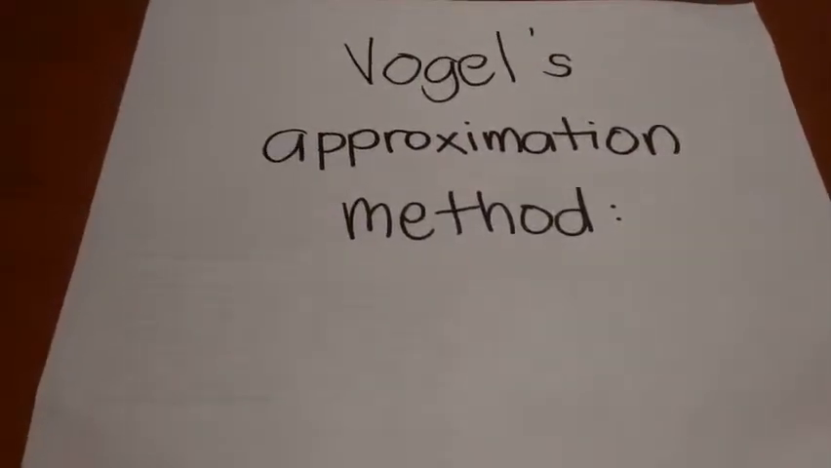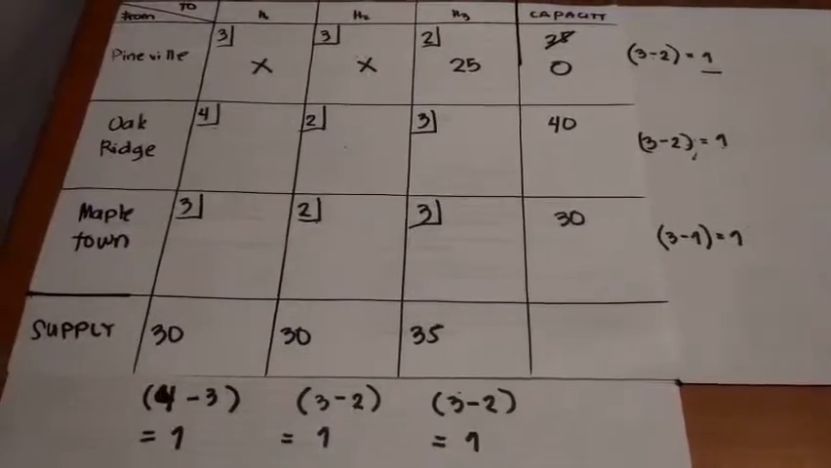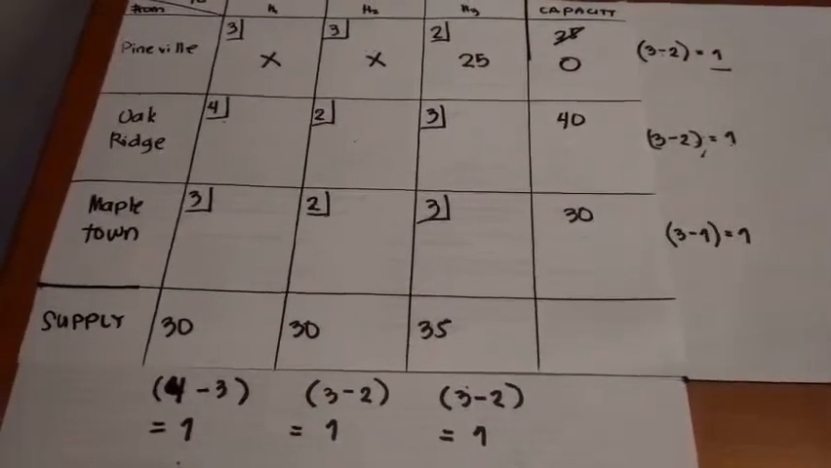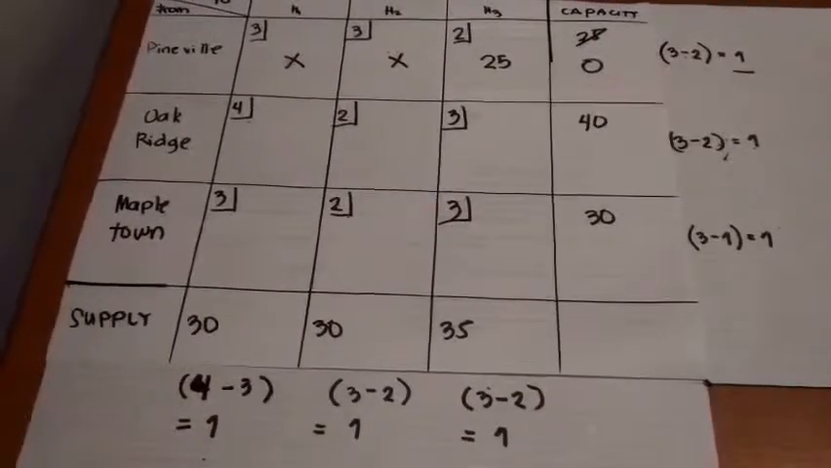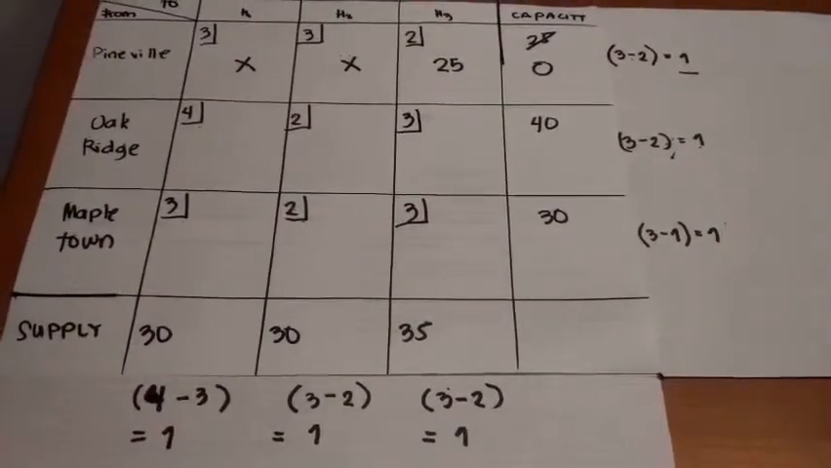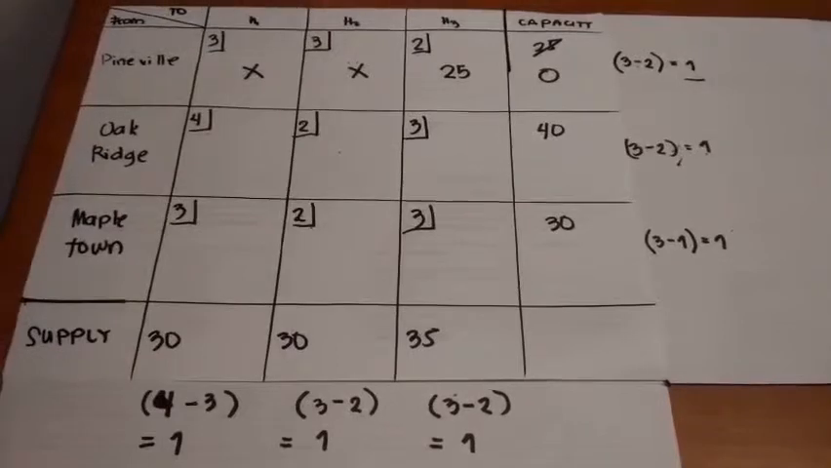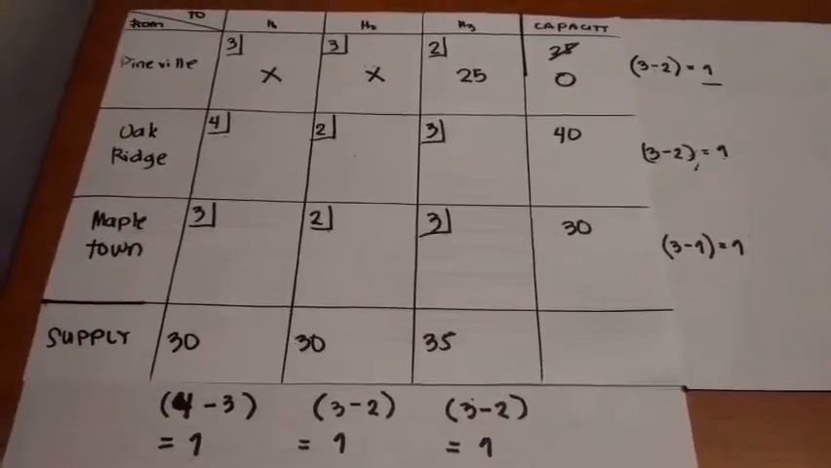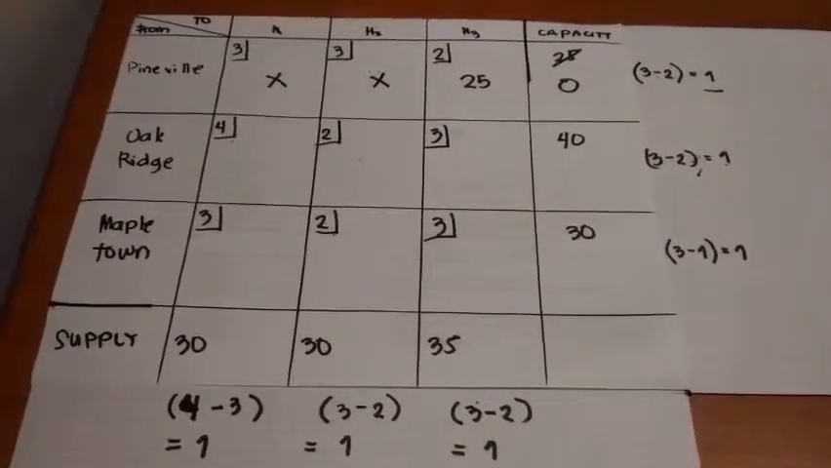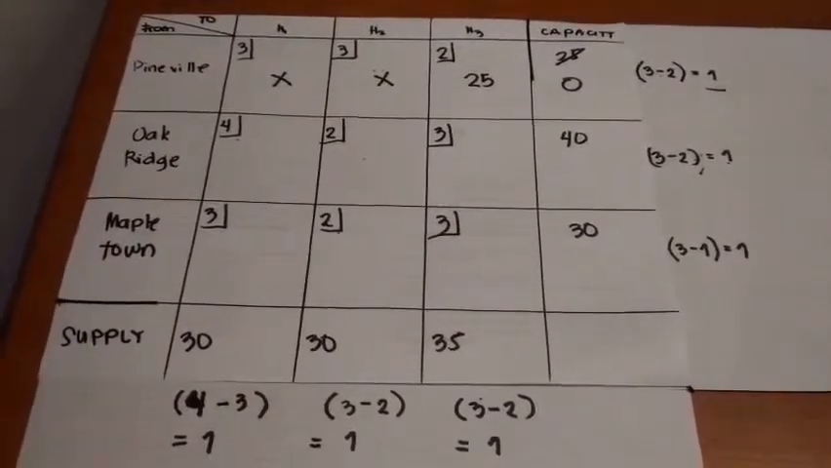Lastly, we have Vogel's approximation method. For each column and row, determine its penalty cost by subtracting the two least costs. Then, select the row or column that has the highest penalty cost. Here, that would be 1. Then, this is the column that has been chosen.